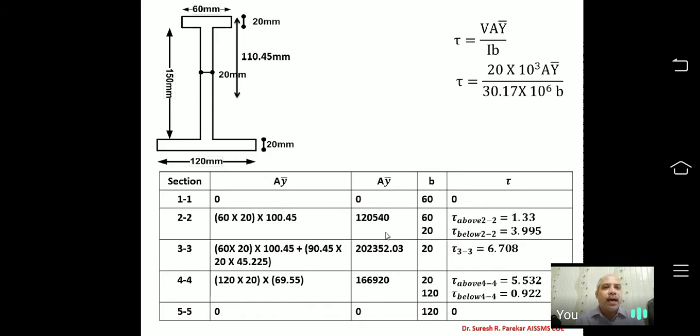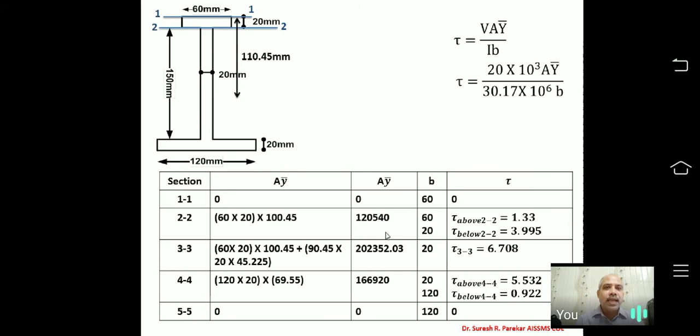Now tau, we have V is 20 into 10 raised to 3 into A y bar upon 30.17 into 10 raised to 6, which is I, into B. Now we will go one by one. So section 1.1, you can see in the table. A y bar is 0 because we do not have area above 1.1. So A y bar is 0, and automatically though the value of B is 60, tau becomes 0.